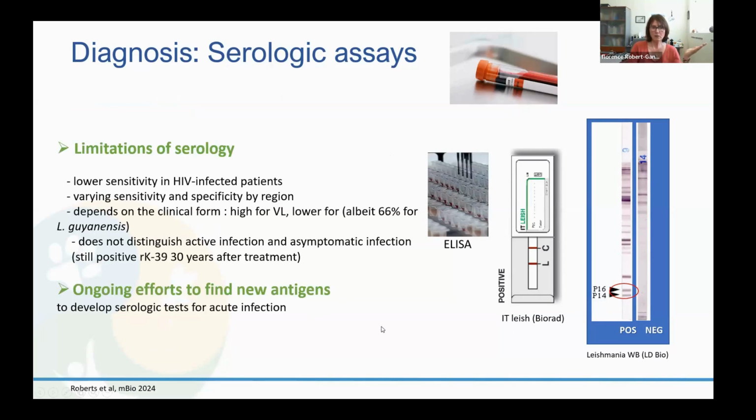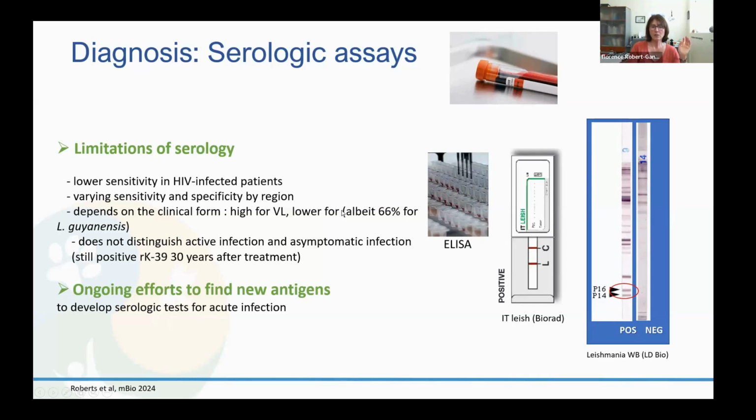Unfortunately, serology also has some limitations, because in some clinical settings, it can have a lower sensitivity, like in HIV-infected patients, for unknown reasons. As I told you, it has a varying sensitivity and specificity by region. And of course, as expected, it has a lower sensitivity for cutaneous leishmaniasis, but it is quite high for visceral leishmaniasis.